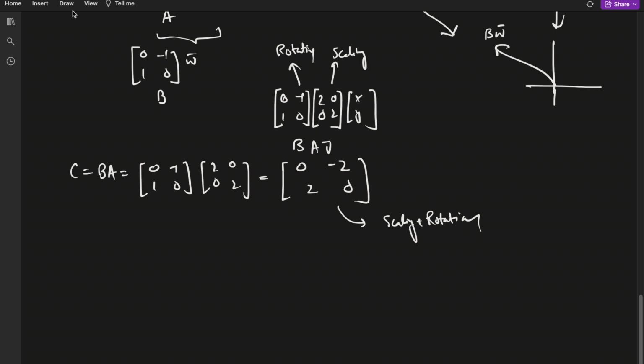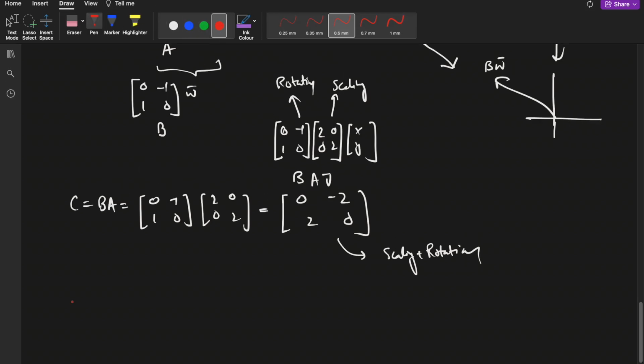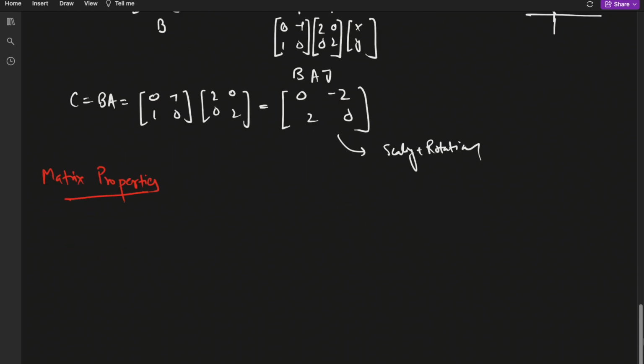Okay, then a few properties of matrices that I need to cover. Just two, three basic properties. The first one is that it's not commutative, that is, matrix A into B is not equal to matrix B into A. It's not always equal. It can be equal, but not always.